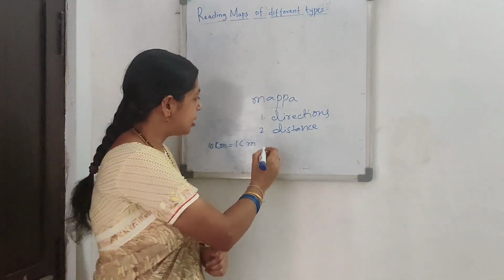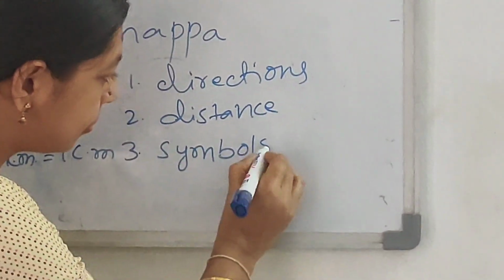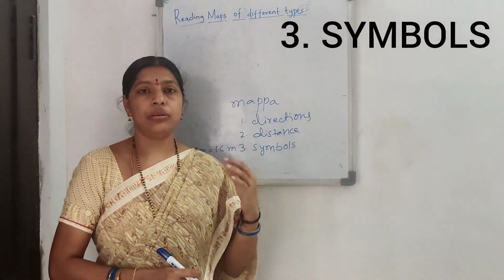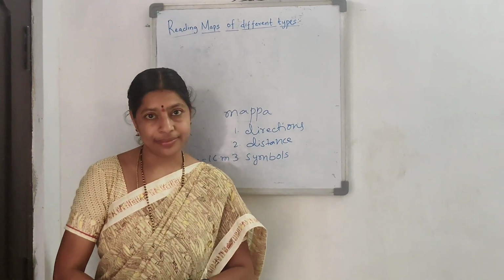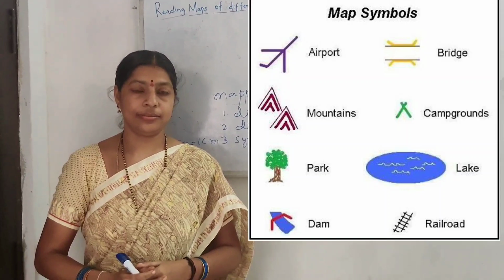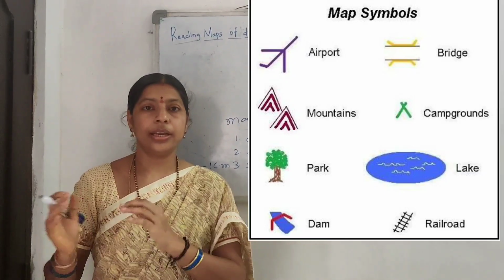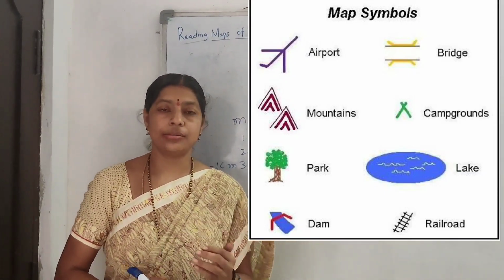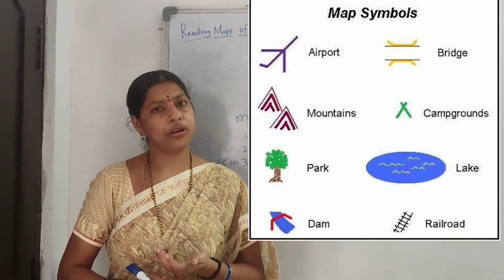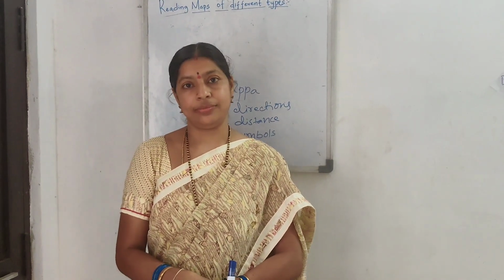And another one is symbols. These symbols are called conventional symbols. These symbols are followed or accepted all over the world. Already we have learned some symbols in the previous class. Map symbols represent real world things such as buildings, bridges, roads, railways, forest, etc. Maps use colors to share more information.